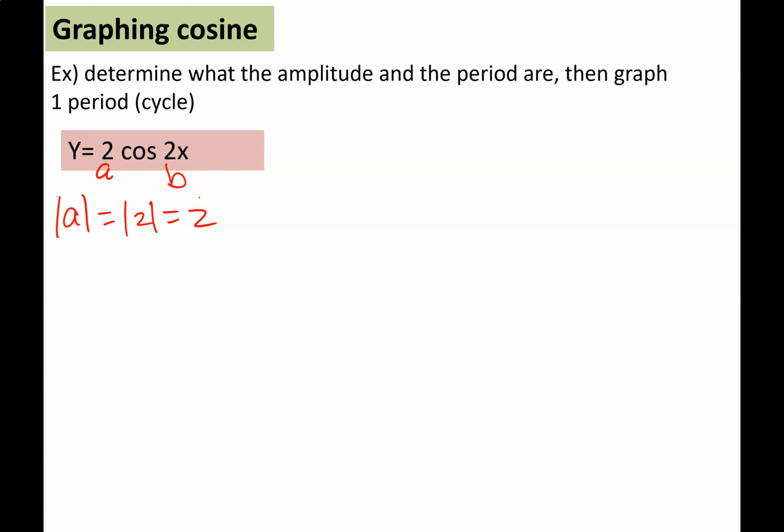That is my amplitude. The b value, if I were to graph all the way to 2 pi, I would see 2 complete cycles. That's what it's saying here for the b value. So my b is 2. Let's figure out the period. So the period again will be 2 pi divided by b, or 2 pi divided by 2, which is pi.